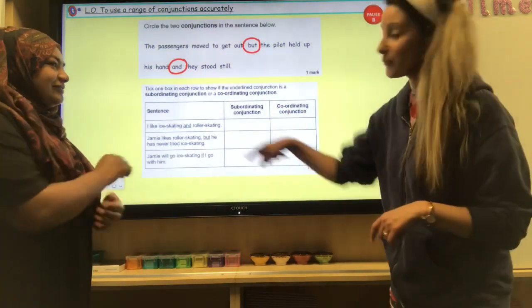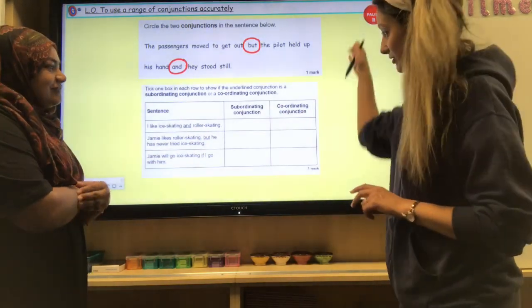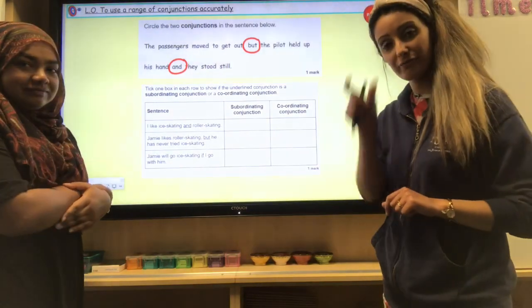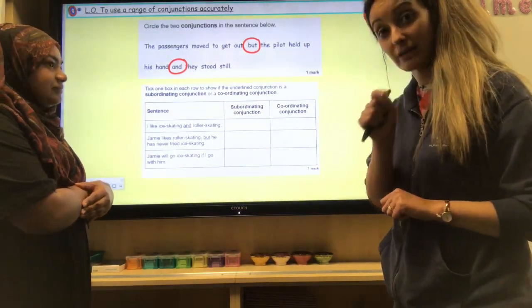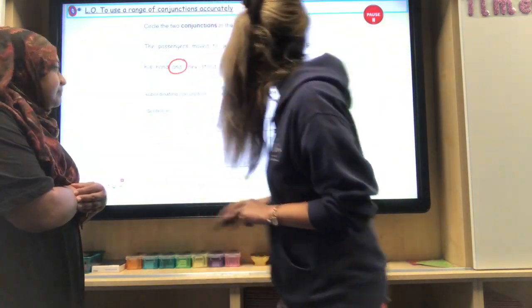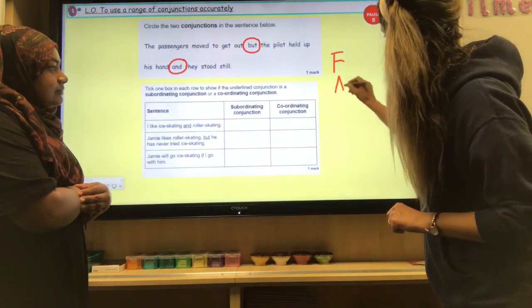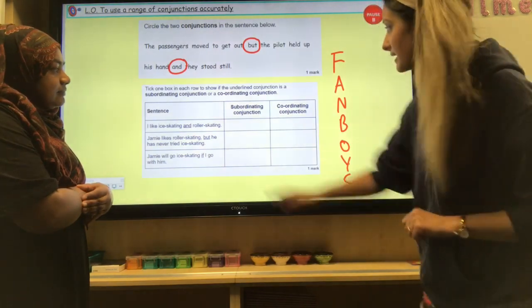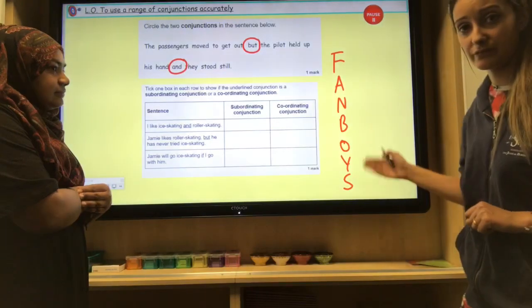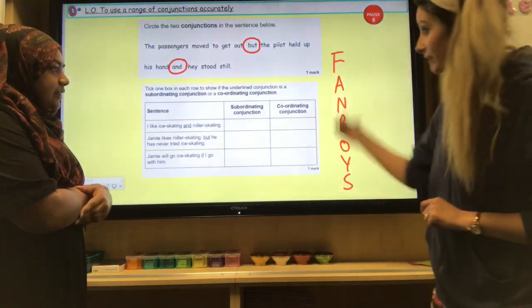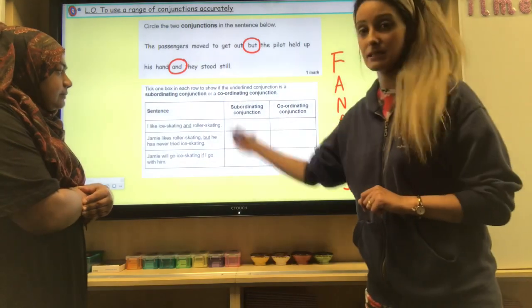So quite often when I teach my class this, I say a good exam technique is once you see coordinating, just jot down the acronym FANBOYS down the side, because that's going to really, really help you with this style of question. If any one of these words are within the word FANBOYS, then I know that it's going to be a coordinating. If it doesn't fit within this, it's subordinating.